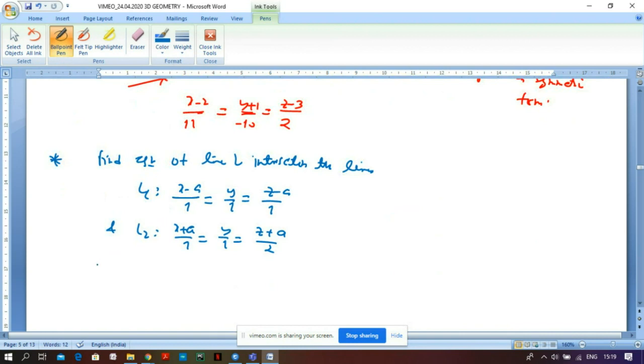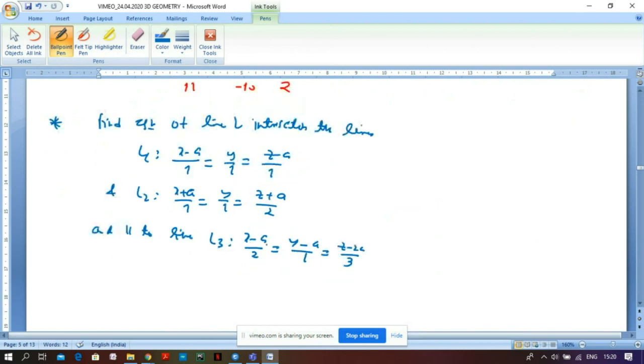Intersecting the lines, and also given parallel to line L3, that is (x - a)/2 = (y - a)/1 = (z - 2)/3. Parallel to a line means only the direction is needed. The point is not required. So we can just say it is parallel to line L3, having direction ratios 2, 1, and 3, or direction numbers 2, 1, and 3.